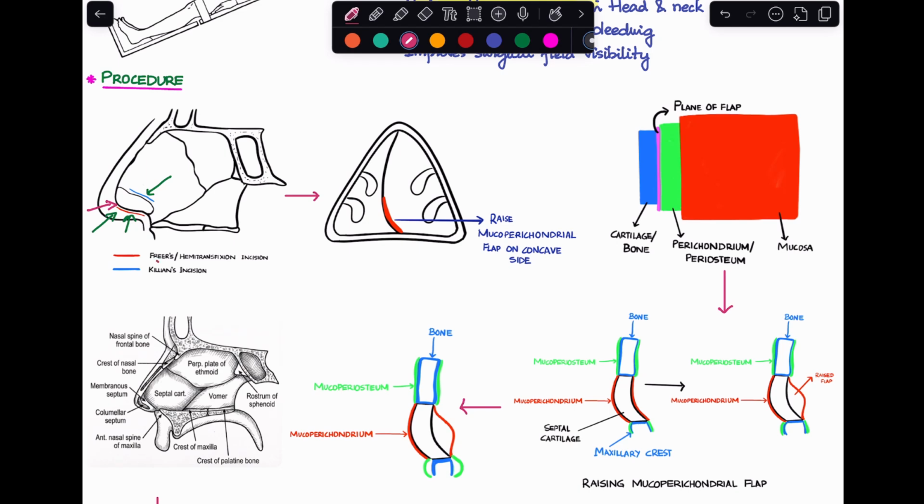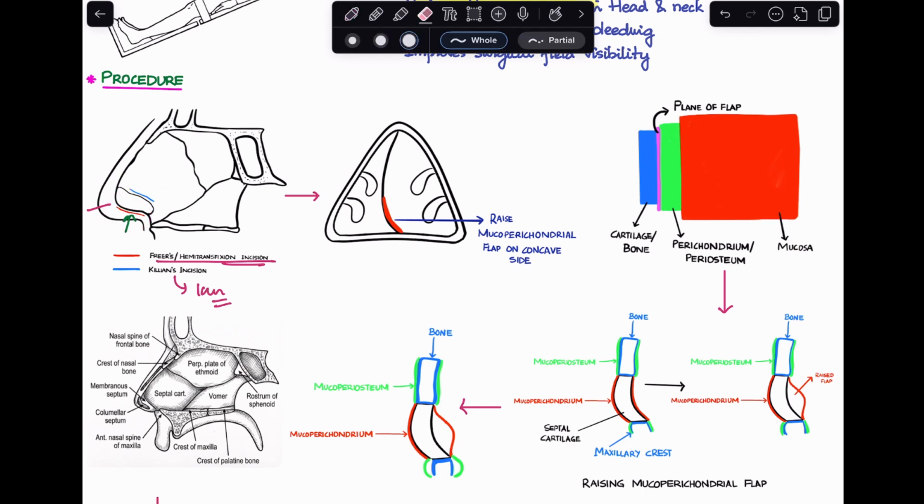Now, what is the reason we are using Freer's incision and not a Killian's incision? Killian's incision is an incision that we give about 1 centimeter behind the caudal border of the septal cartilage. So, because you are giving it 1 centimeter behind the caudal border, caudal septal dislocations cannot be operated on by using the Killian's incision. So Freer's incision itself has multiple advantages.